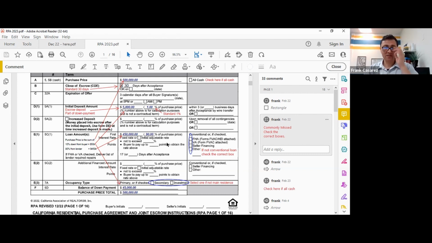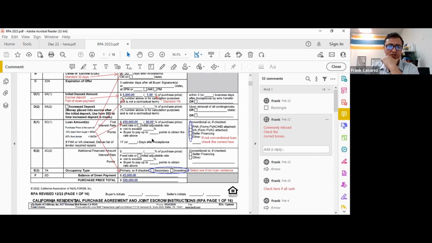Now, I had an agent ask me today also, shouldn't you put on item number E1, shouldn't you put some numbers in here, plug some numbers? For example, this not to exceed area right here, not to exceed and then a percentage. And also buyer to pay up to however many points. Well, here's the thing. A savvy listing agent that gets your offer, and if you put a percentage in there, they're probably going to counter it out.